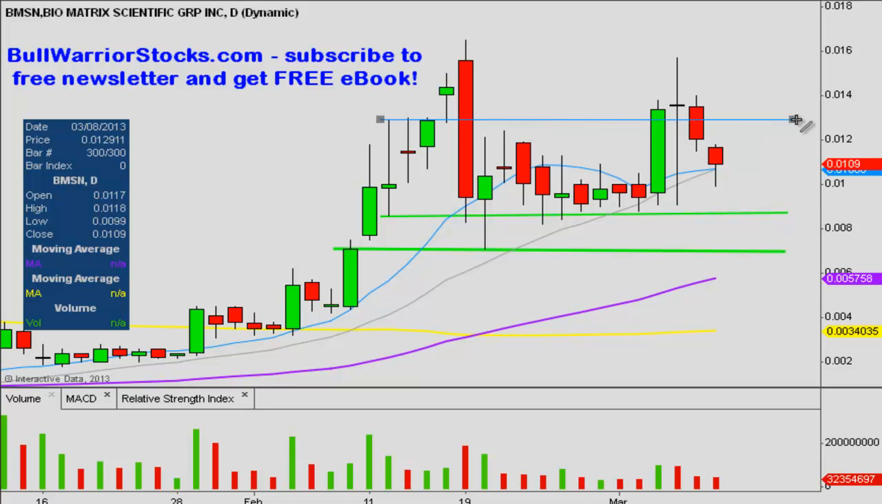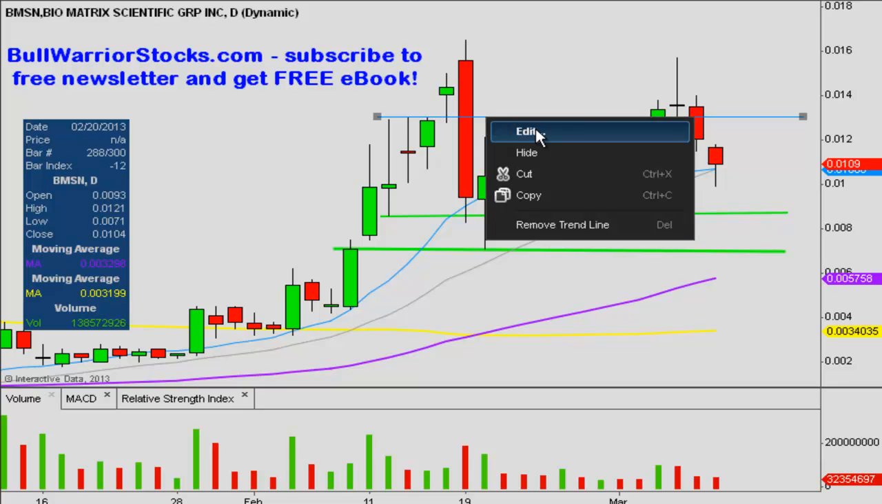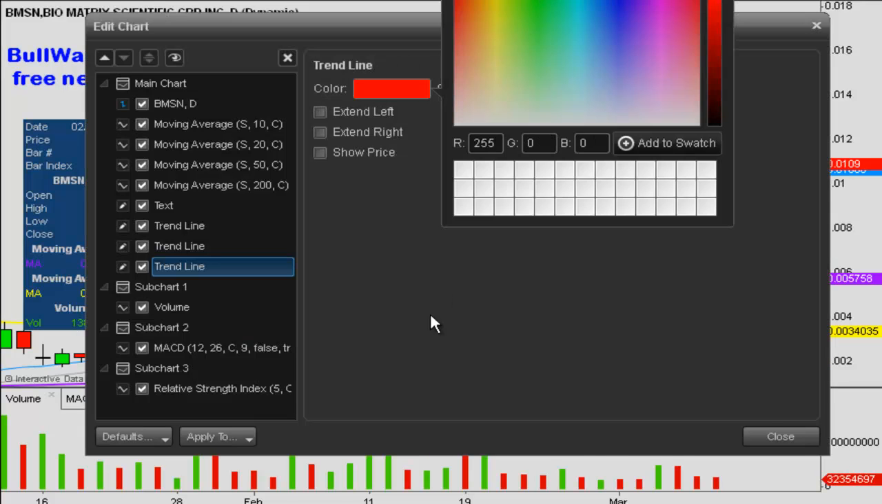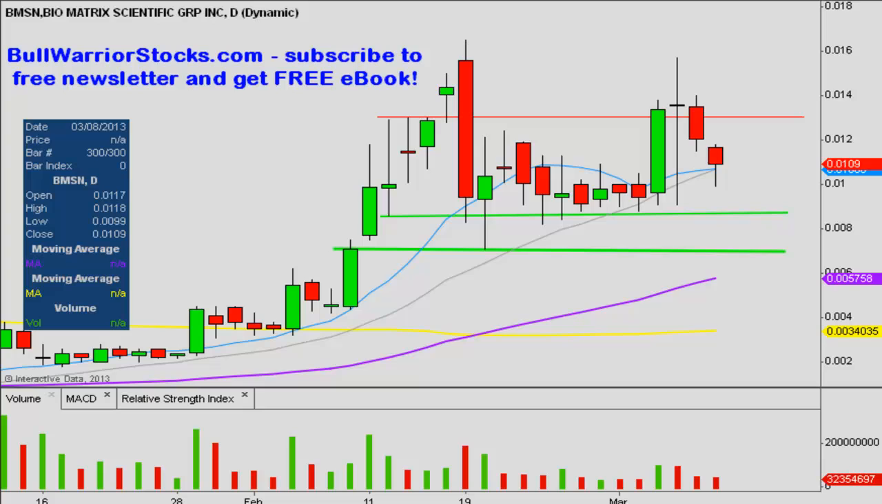Now in terms of resistance level, same thing. We have this inner shell of 0.013. Let's change this to red for resistance, and that's the top of the channel for the inner range. You can see here resistance then did a good job of turning support, but when the price dropped back below, it turned into resistance again. You can see right over here.